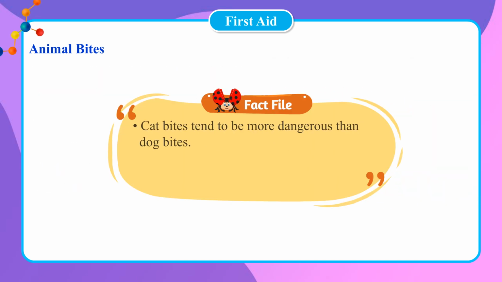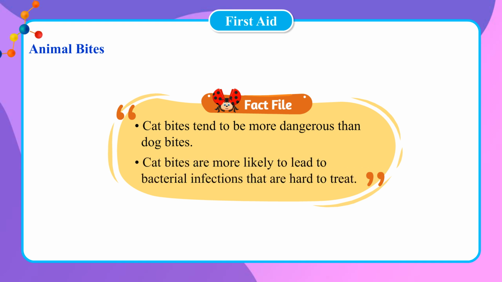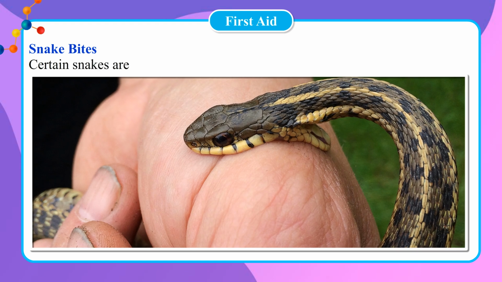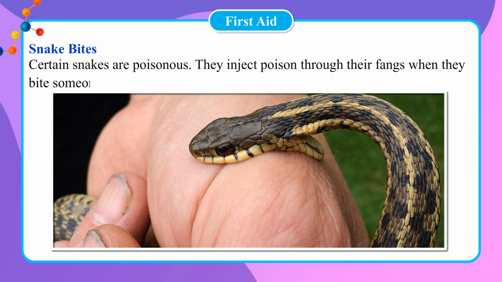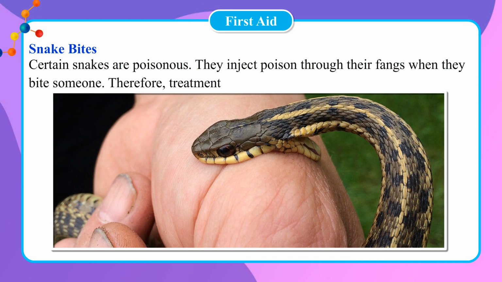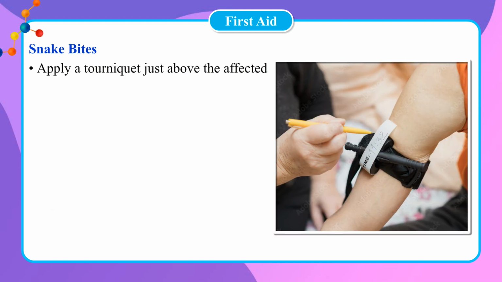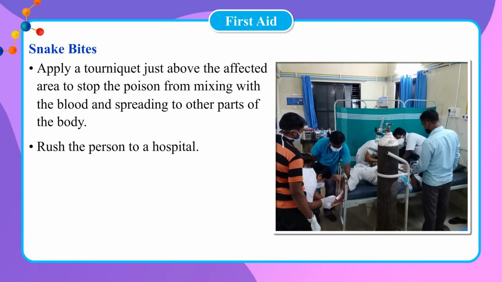Fact file. Cat bites tend to be more dangerous than dog bites. Cat bites are more likely to lead to bacterial infections that are hard to treat. Snake bites. Certain snakes are poisonous. They inject poison through their fangs when they bite someone. Therefore, treatment should be rapid as poison can kill. Apply a tourniquet just above the affected area to stop the poison from mixing with the blood and spreading to other parts of the body. Rush the person to a hospital.